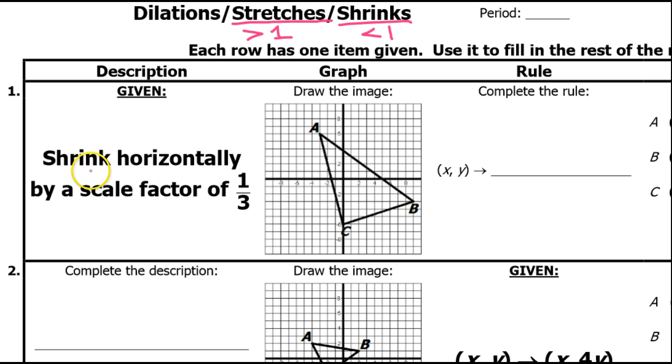So we want to shrink horizontally by a scale factor of 1/3. When they say horizontally, that means we are only going to talk about the x values. Right? So this is not a full dilation. This is just a horizontal shrink. So we're going to multiply the x value by the scale factor of 1/3. So I will have 1/3 times the x value. The y value will stay the same because we're not changing the shape vertically, only horizontally.